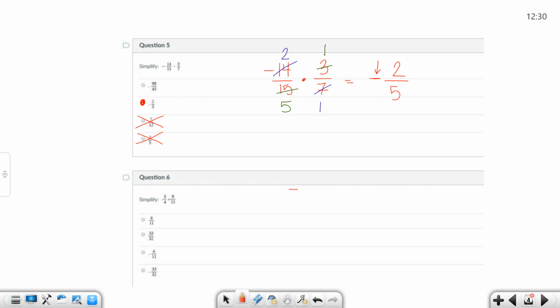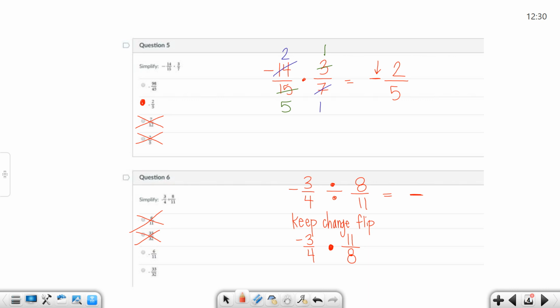Okay, looking at question 6, you have a -3/4 divided by 8/11. Now let's look at signs. A negative divided by a positive would equal a negative result. Okay? So I at least can narrow it down that far. Now remember, dividing fractions, you say keep, change, flip. So we're going to keep, change to multiply, flip.